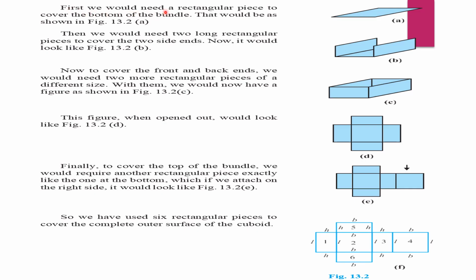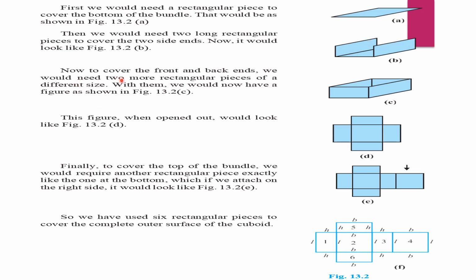First, we need a rectangular piece to cover the bottom of the bundle. That would be as shown in figure 13.2a. See this rectangular piece, my children, to cover the bottom of the solid. Then we would need two long rectangular pieces to cover the two side ends. Now it would look like 13.2b. See here, my children. Here we want two more long rectangular pieces to cover the sides. Yes or no, my children?